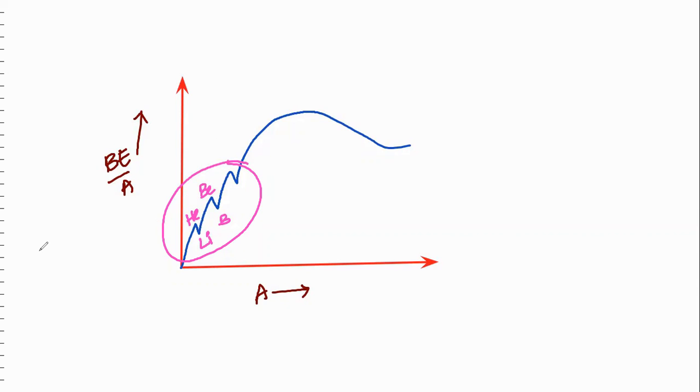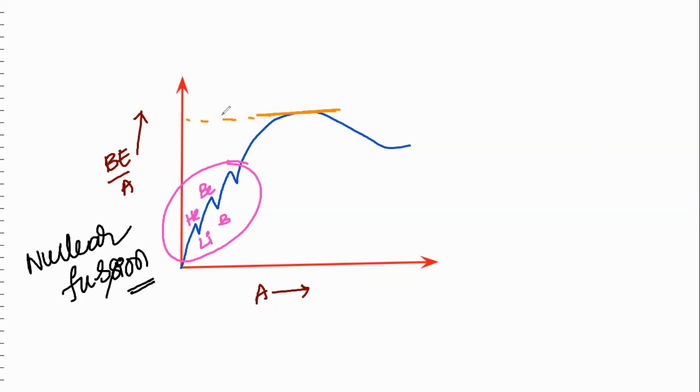For their stability, they combine to form a heavy nucleus. That process of combining two or more lighter nuclei to form a heavy nucleus is called nuclear fusion. The binding energy per nucleon is highest, especially for iron. Binding energy per nucleon is 8.75 million electron volts.